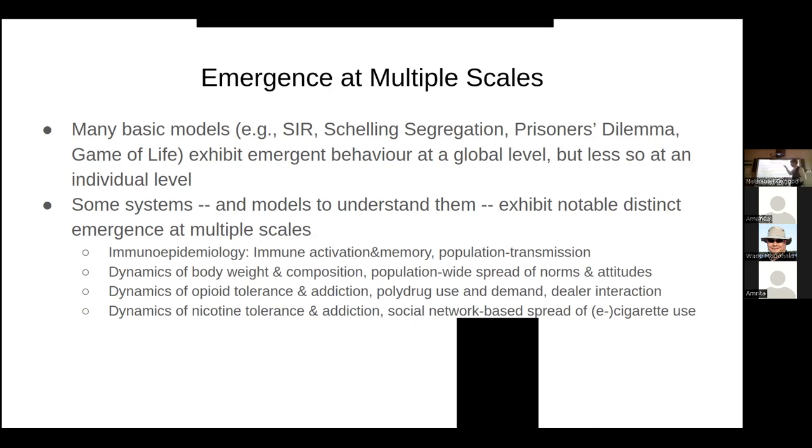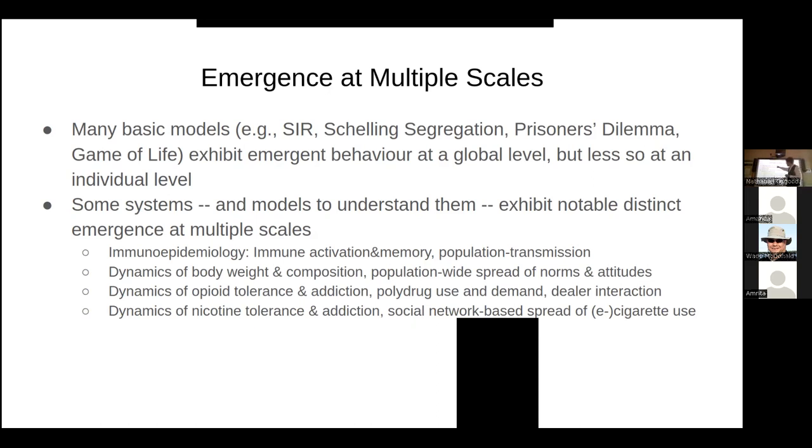And many models do not exhibit emergent behavior really at an individual level. They have some very simple theory, like the very first one we saw, at an individual level. And there may be emergence at higher levels, but not at an individual level.